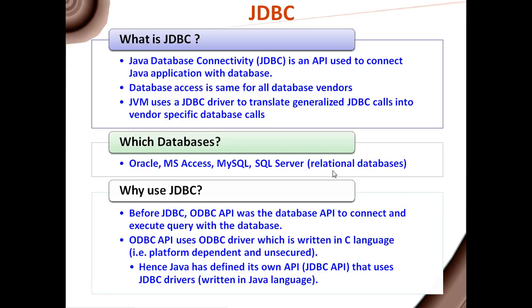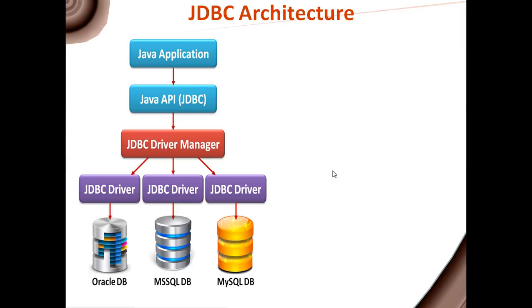So essentially JDBC is an API, and it relies on JDBC drivers so that it can access the database. So let's now try to see this architecture. So this is that architecture.